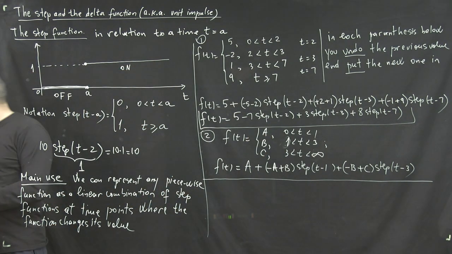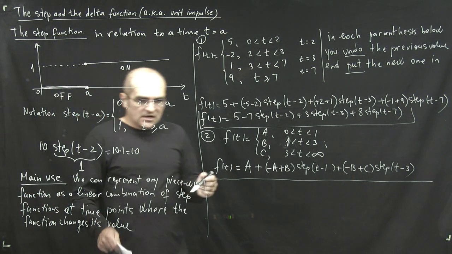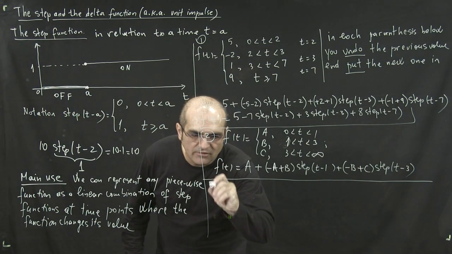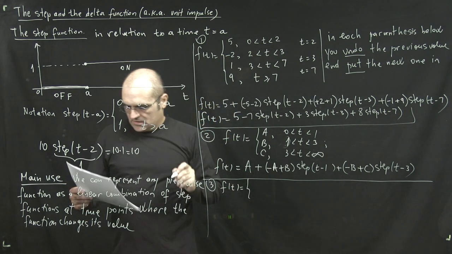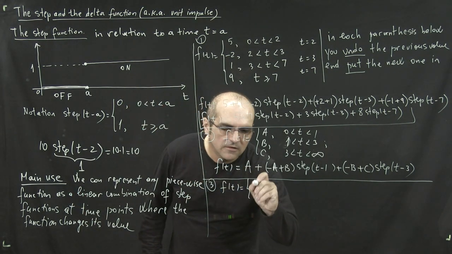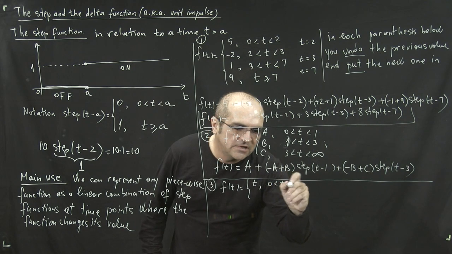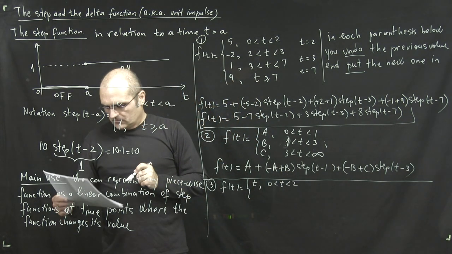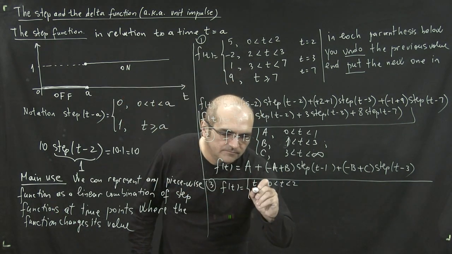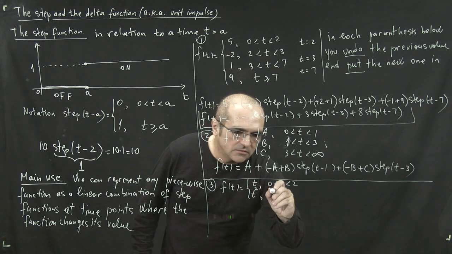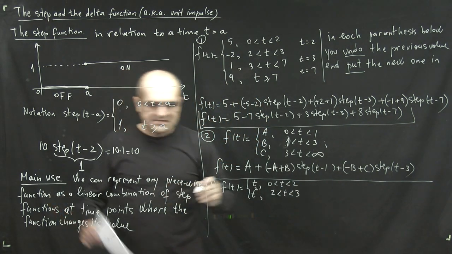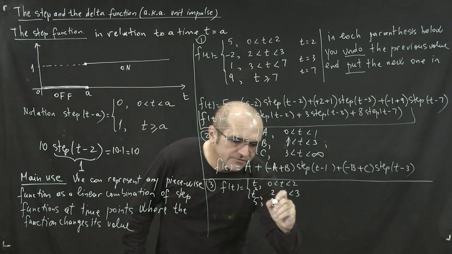So let's look at an example from the notes. What if your function is t if t is between 0 and 2, t squared if t is between 2 and 3, and let's say it's 5 if t is greater than 3.